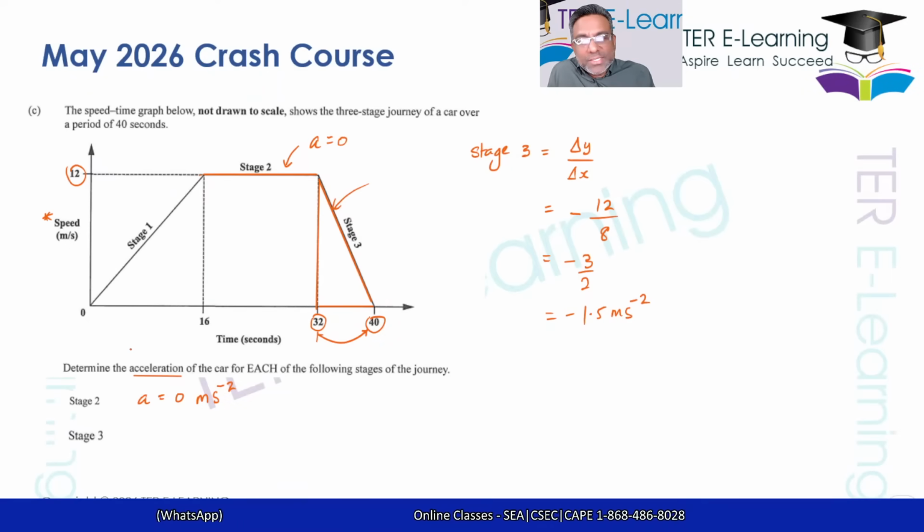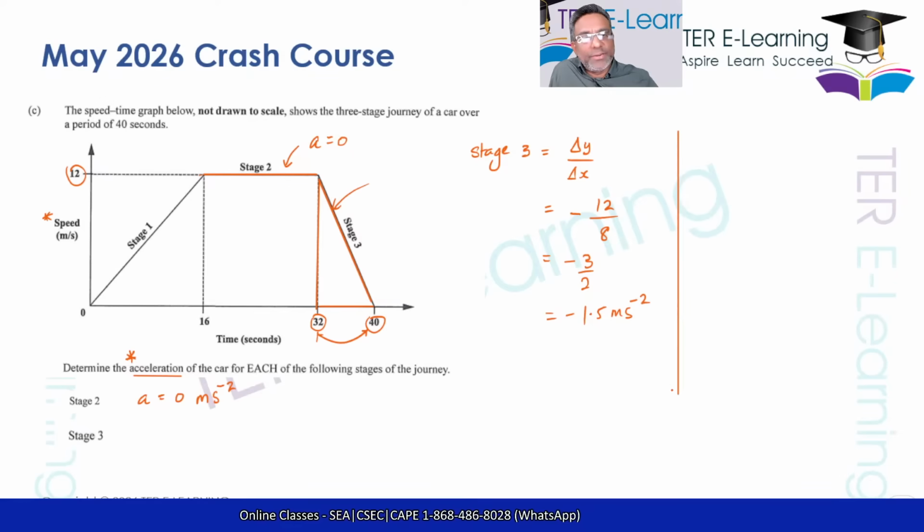Now the question asks us for acceleration. So acceleration can be positive or negative. If they had asked you what is the deceleration, then all you're going to put for them is 1.5 meters per second squared. Okay, so a deceleration is simply a negative acceleration. Now I'll do the acceleration for stage 1, even though they have not asked me that here, because I want you to be able to do this.